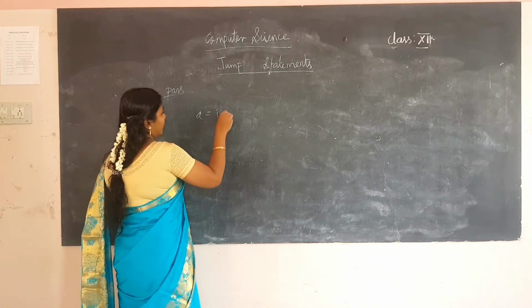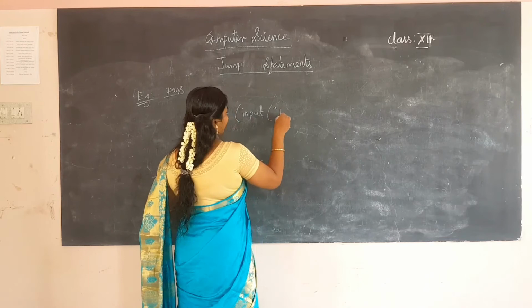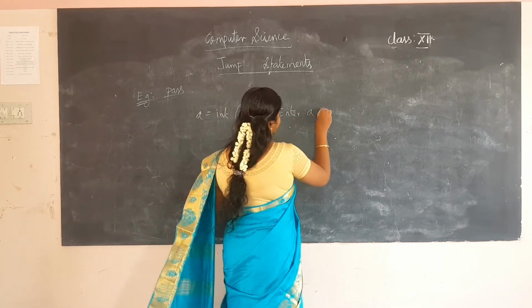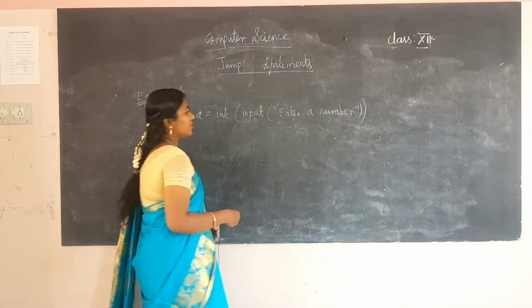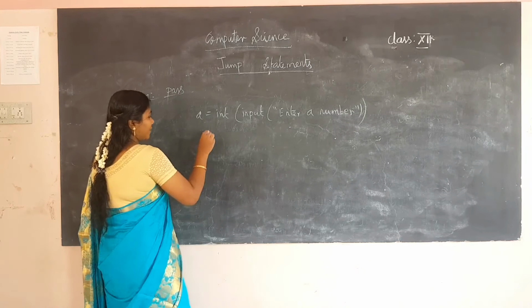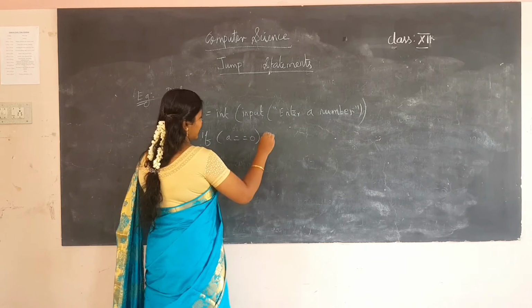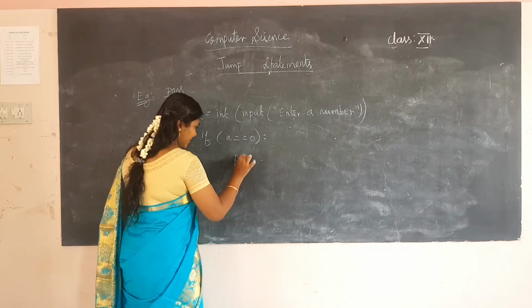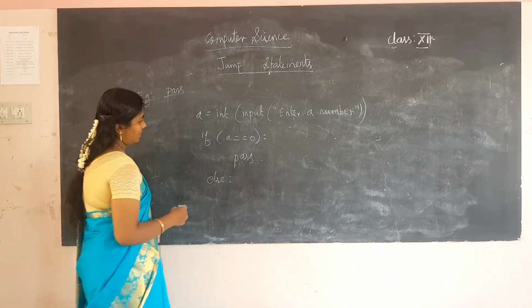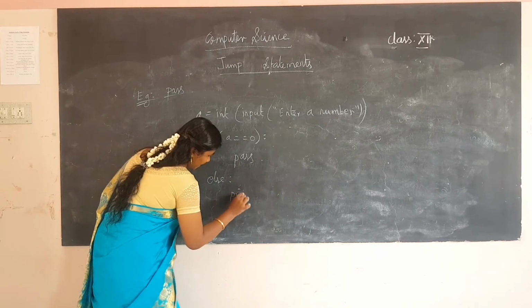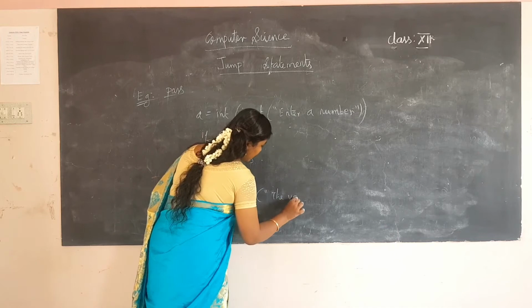So let me get a value. A is equal to int, input, enter a number. I am going to check if A is equal to 0, I am giving the statement as pass, else print, the value is not equal to 0.